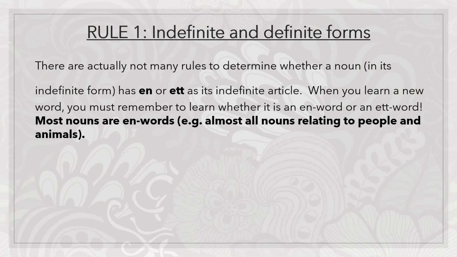As I said in the last slide, there is no such rule to find out whether it is an en word or ett word. So when you learn a new word, you must remember to learn whether it is an en word or ett word. Most nouns are en words. Almost all nouns relating to people and animals are en words. I think around 70% of words are en words. The rest of the words are ett words.